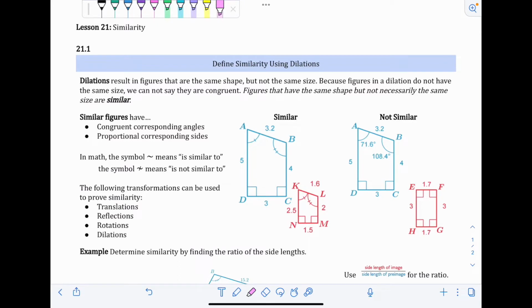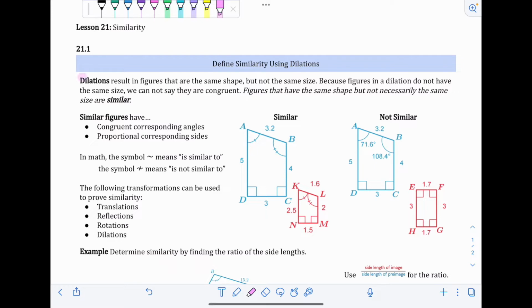Lesson 21 is about similarity. In a previous lesson we talked about dilations, which are a type of transformation that change the size of an object without actually changing the shape. So that's where the word similarity comes in, because we need a word to describe objects that have the same general shape but not the same size. If they were the same exact size and shape, then we could call them congruent, but this is for the cases where you have two objects, same shape but different sizes.